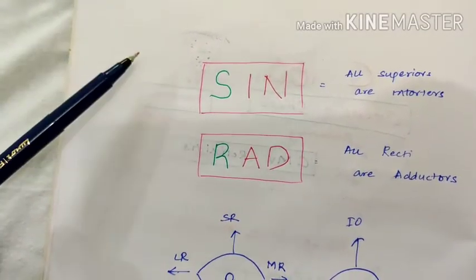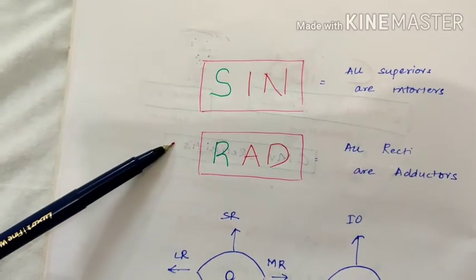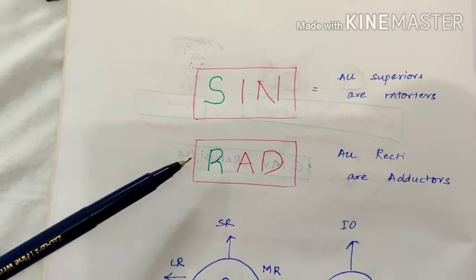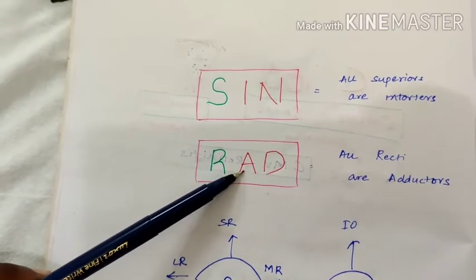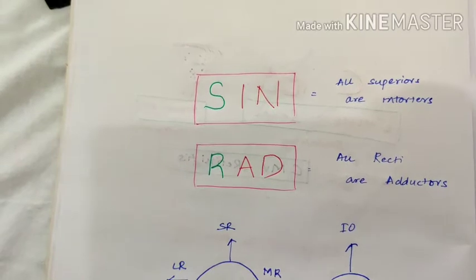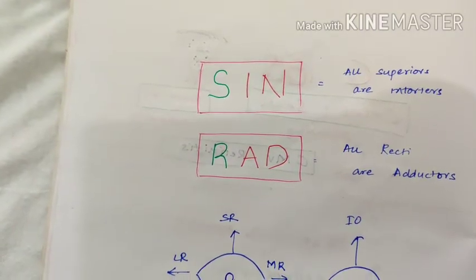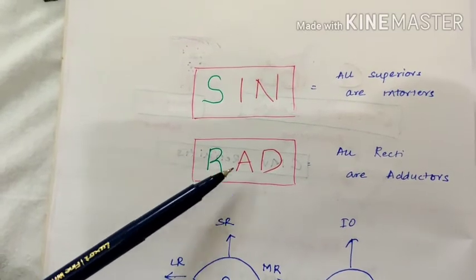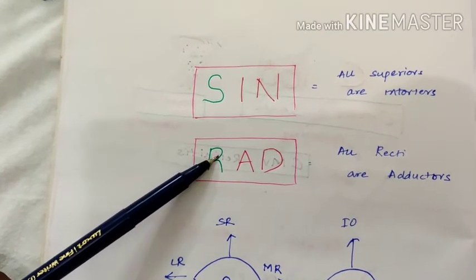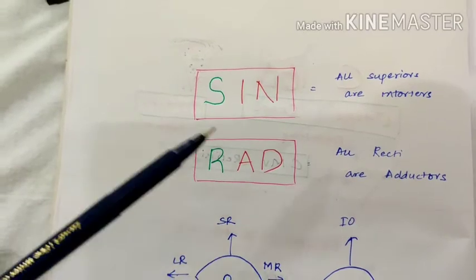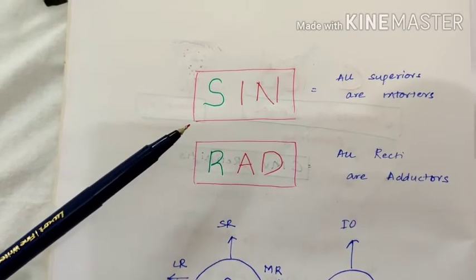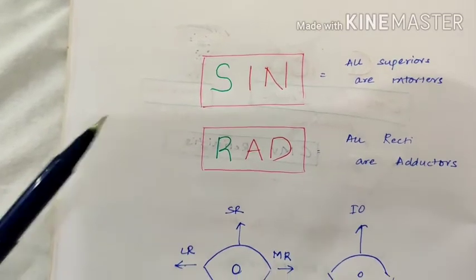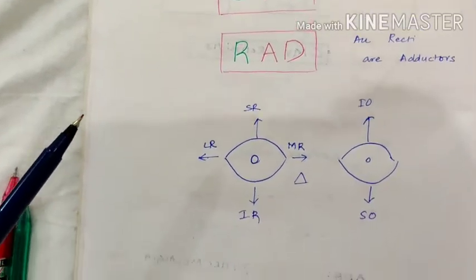Right? Next you remember RAD. RAD means all recti are adductors. They move towards each other. The two eyes move towards each other because of recti. All recti are adductors. That means obliques are abductors. Right? Obliques are abductors. Now take the basic movements of an eye.